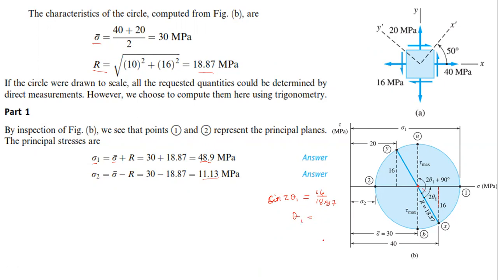Pwede po tangent. Okay? Pwede po tangent. So tangent 2 theta 1 is equal to opposite over adjacent. So atong adjacent, how are we going to solve this one? Ano siya? Di ba, dali ra ni siya ma-solve.